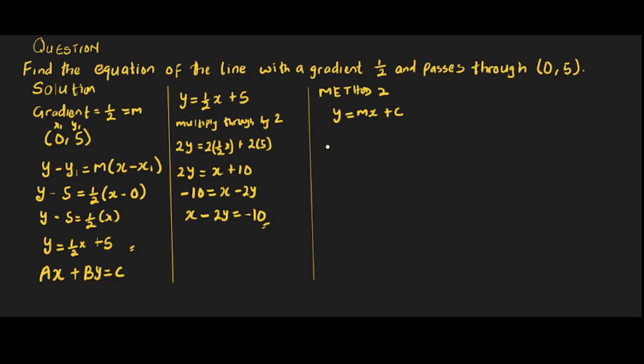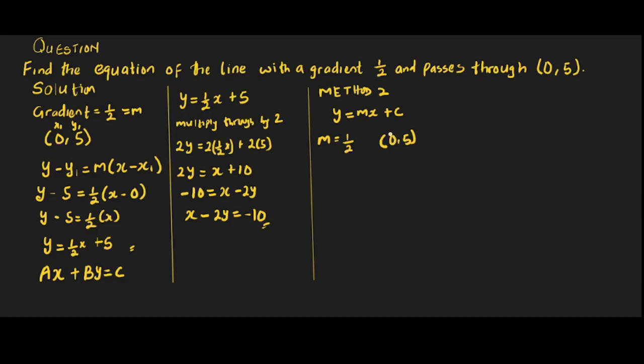Now, in the question, we are being given our gradient. Our gradient is m equals 1 over 2, and our point is (0, 5). Here we know our gradient, but we don't know our intercept. To make use of this approach, when we have the gradient and intercept form, we need to get the value of our c. And to get the value of our c, we are going to make use of this point given.